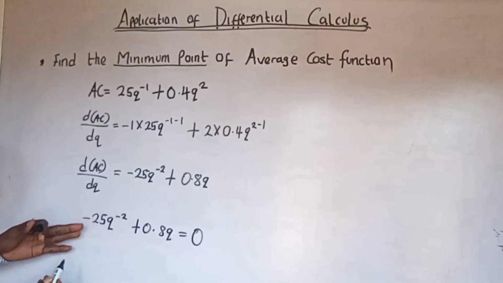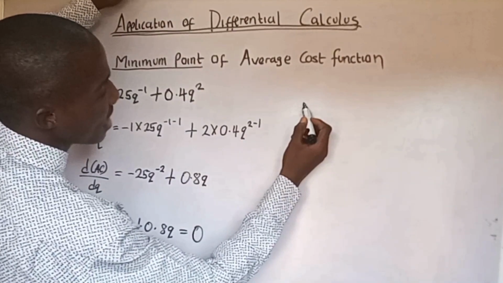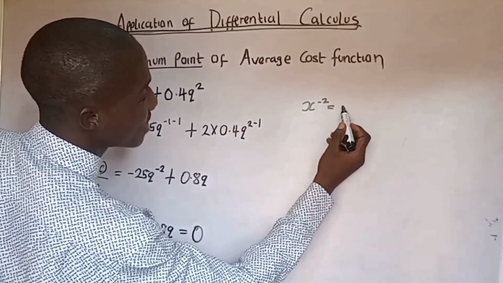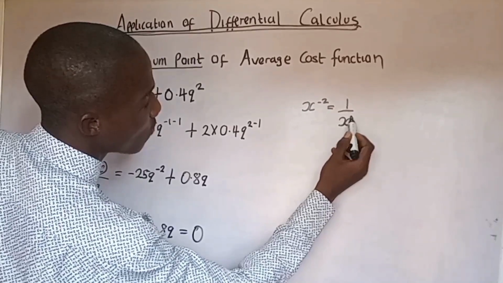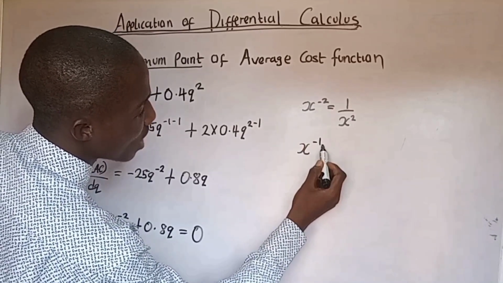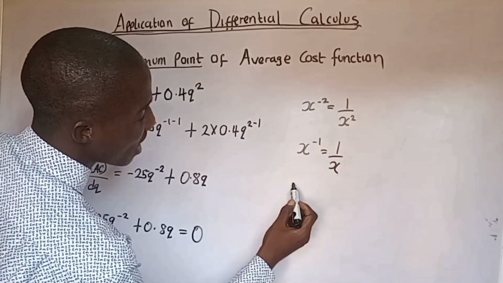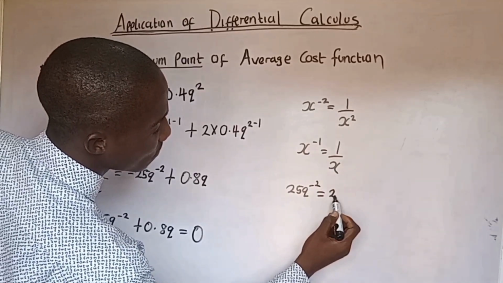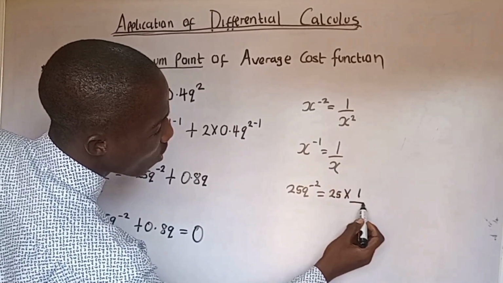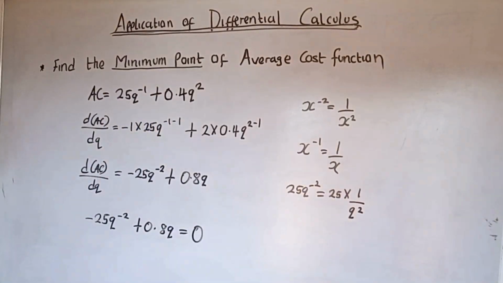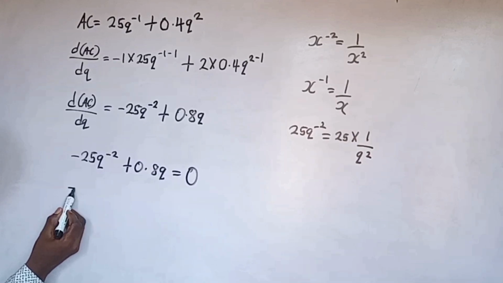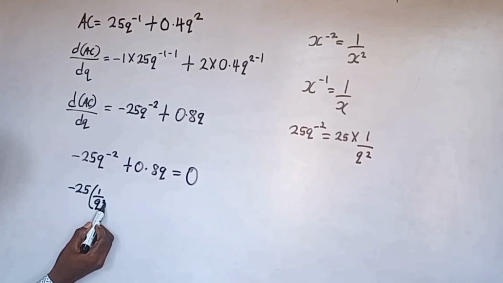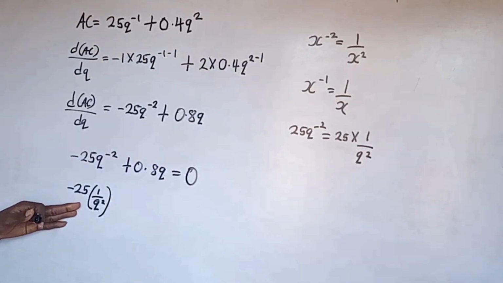For example, from the law of indices, if I have x raised to the power of minus 2, it is the same thing as 1 over x raised to the power of 2. If I have x raised to the power of minus 1, it's also the same thing as 1 over x. So if I have 25q raised to the power of minus 2, it's also the same as 25 multiplied by 1 over q raised to the power of 2. So applying the same law here, I'm going to have minus 25 into bracket 1 over q raised to the power of 2.